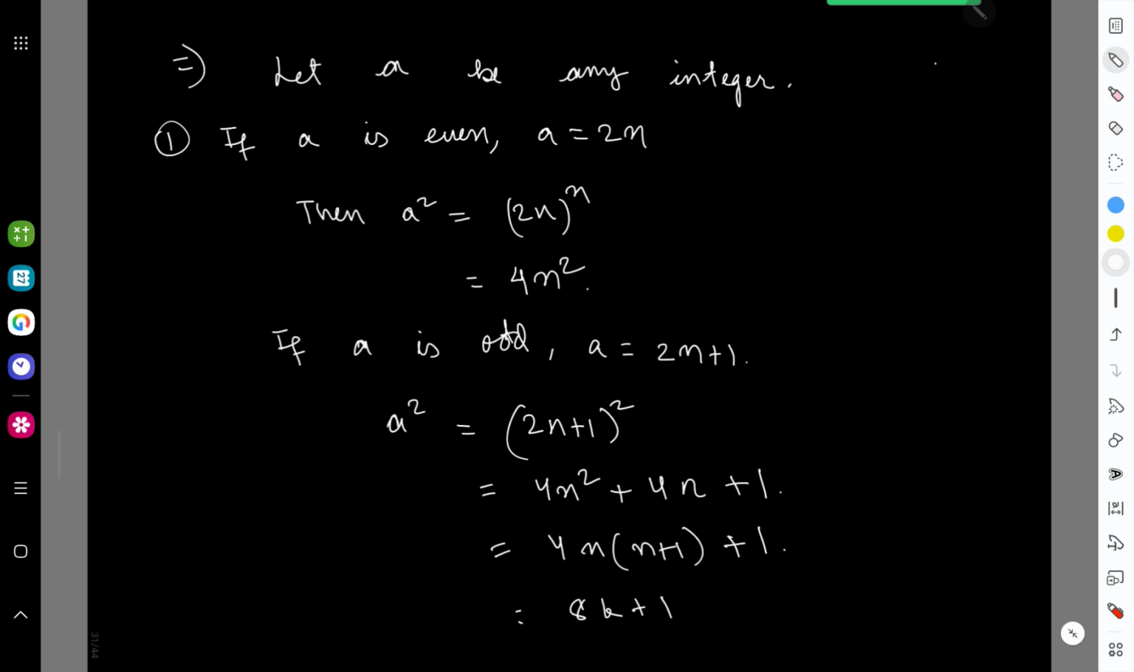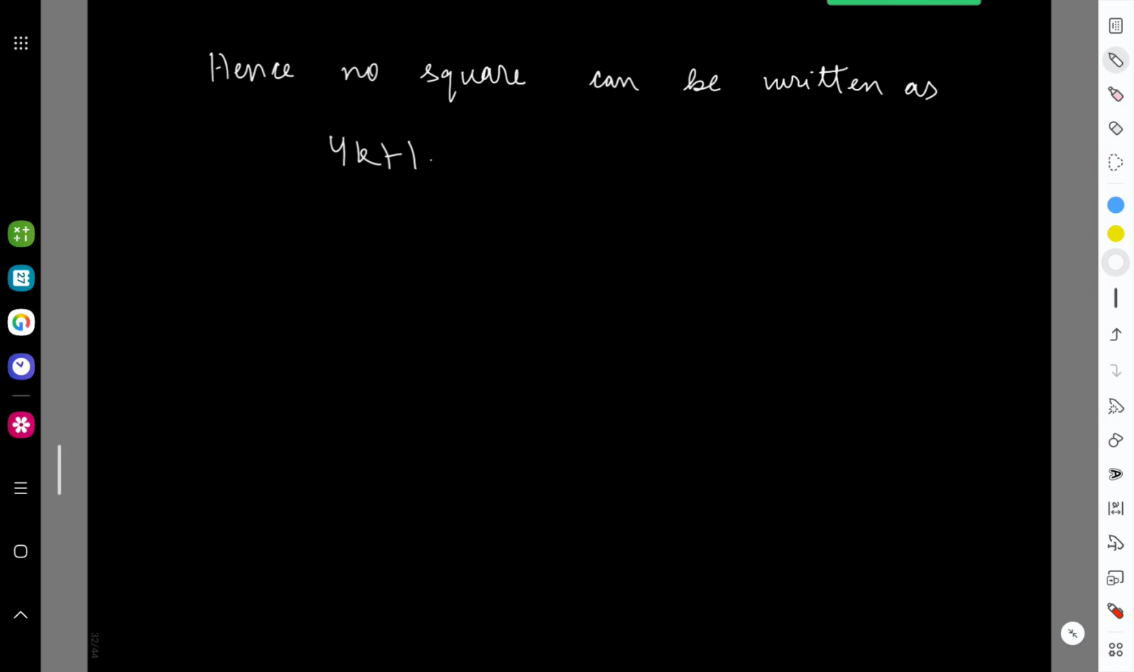Let a be any integer. If a is even, two cases arise. The first is if a is even, a can be expressed in the general form 2n, then a squared is 4n square, and this is our case number 2. If a is odd, then a is equal to 2n plus 1, a square is equal to 2n plus 1 whole square, 8k plus 1. We have shown that any square number cannot be put in the form 4k plus 2.